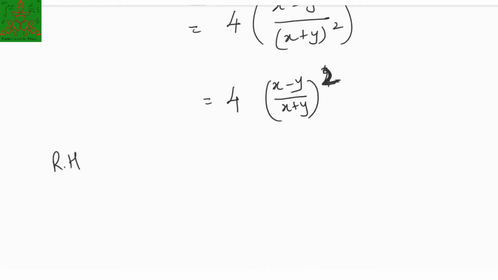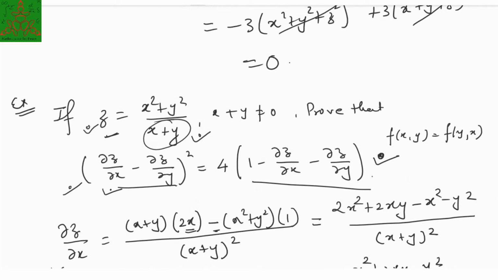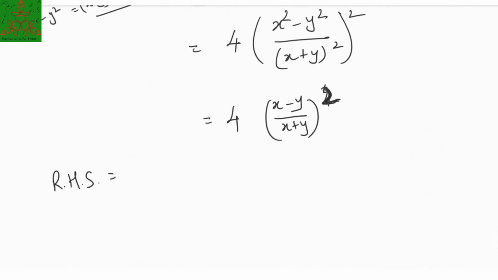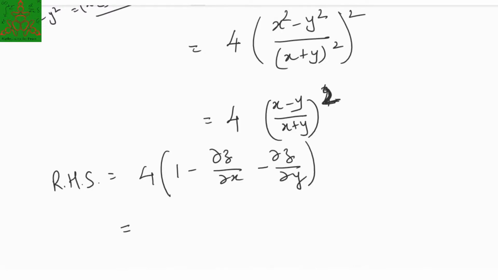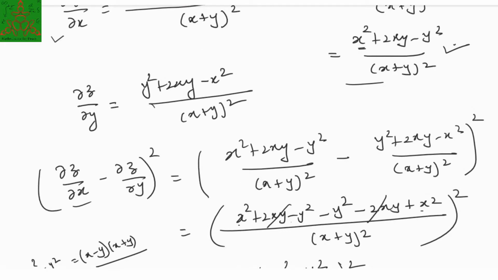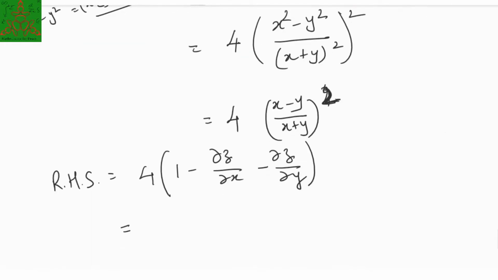You have there, it is 4 times 1 minus del z upon del x minus del z upon del y. So it is 4 times 1 minus del z upon del x minus del z upon del y. What is del z upon del x? We have calculated del z upon del x is this. So let us substitute that value.